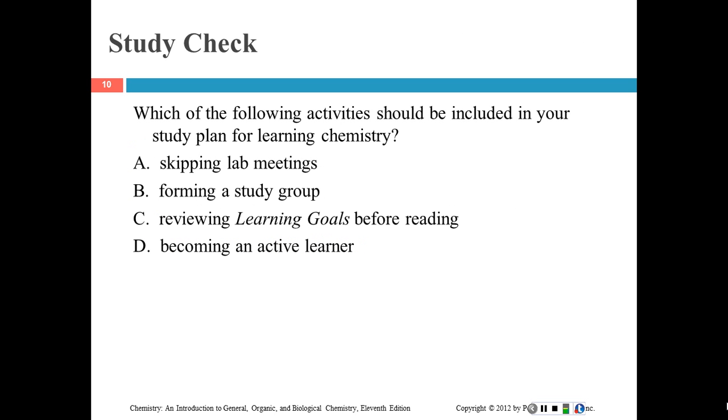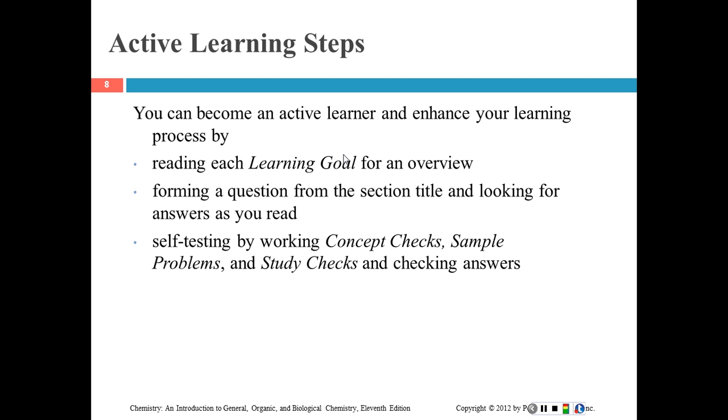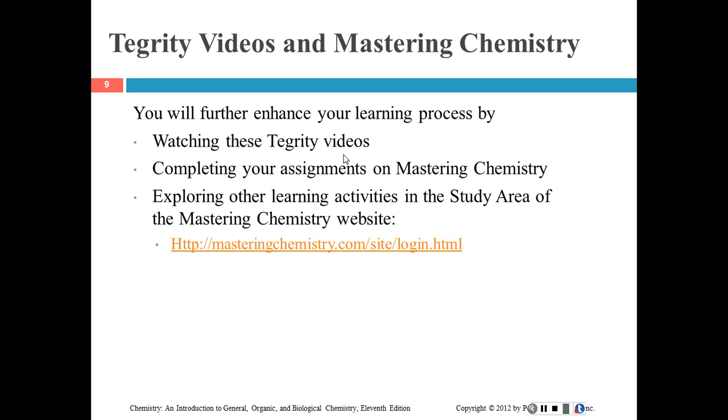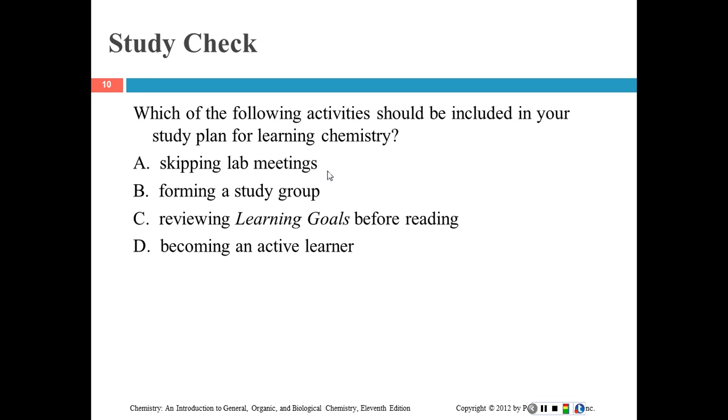So here's our study check. Which of the following activities should be included in your study plan for learning chemistry? Skipping lab meetings, forming a study group, reviewing the learning goals before reading the chapters, becoming an active learner. Okay, I kind of set you up on this, right? There's really only one that I see that I would think should not be included. And that would be the skipping lab meetings. Yes, skipping lab meetings, bad.